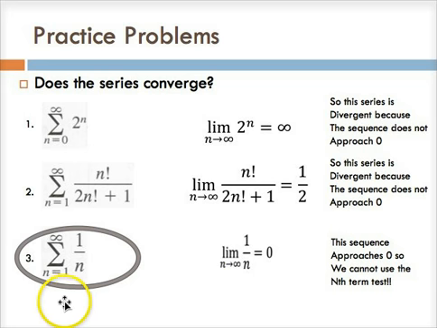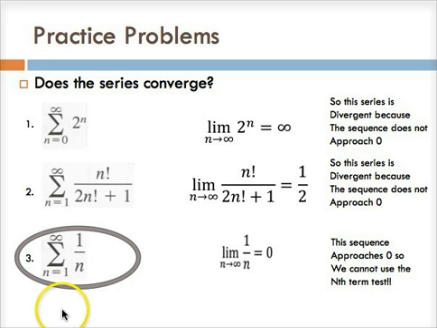All right, and here's our last example. The series 1 over n, as n goes from 1 to infinity. So we'll look at the sequence again. The sequence of 1 over n as n approaches infinity is 0. But since this limit approaches 0, we cannot use the nth term test.